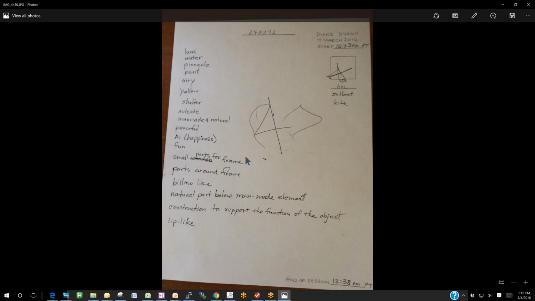Side A was 5. Okay, so now we're looking and we sort of know the picture, though I can put it side by side if it helped. There's the land, there's the water. I see the 0.5 now. So she was 5 and 0.5. I wish you were here so she could tell us what she considers to be unambiguous, unique. Well, certainly land and water are pretty good, but outside, man-made and natural, peaceful, happiness, fun, small parts of frame, parts around frame. I'm not quite sure I know what that means.